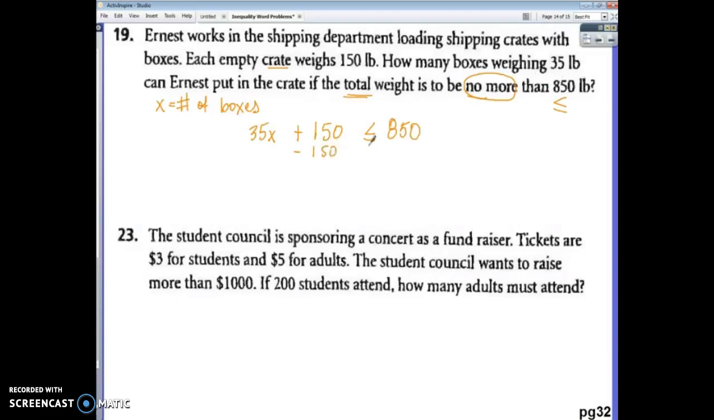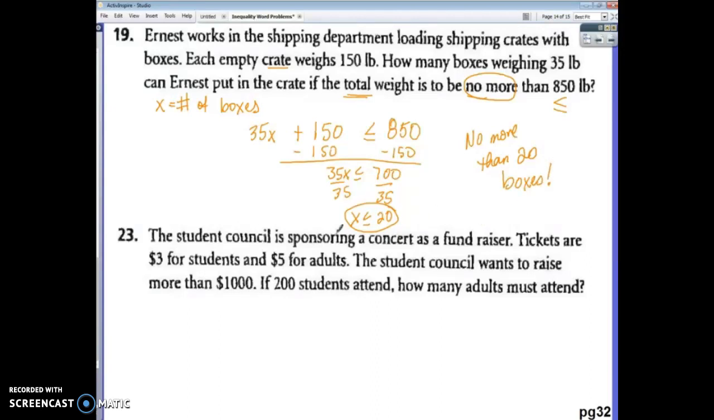Simple as that. Subtract 150, subtract 150. We get 35X is less than or equal to 700. Divide by 35. Divide by 35. X is less than or equal to 20. So no more than 20 boxes.